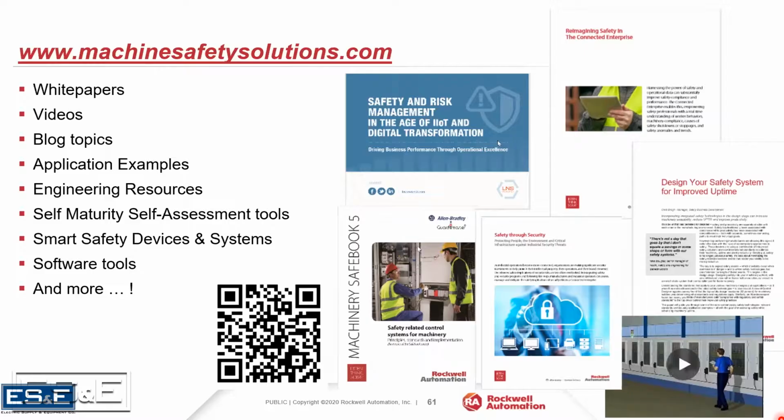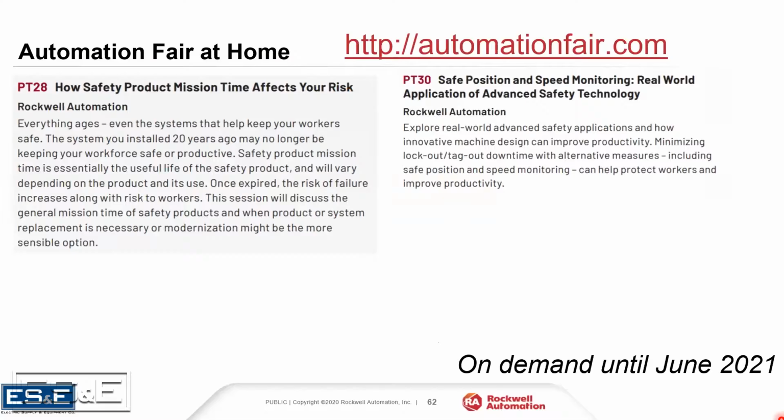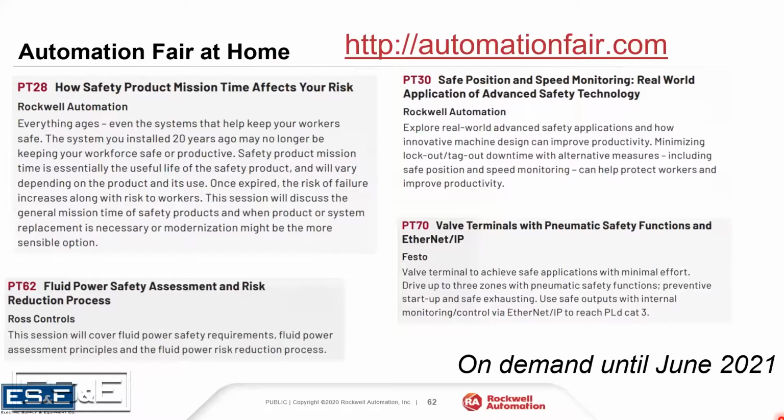I also wanted to remind you that is still going until June. If you didn't have a chance to do the automation fair this year at home, as we called it, since we couldn't meet in person this year, there are some classes that you can still go to view there. And we highlighted just a couple that were related to the safety piece of it there that you might want to consider going out and looking at. And again, you can still do that until June timeframe right now.